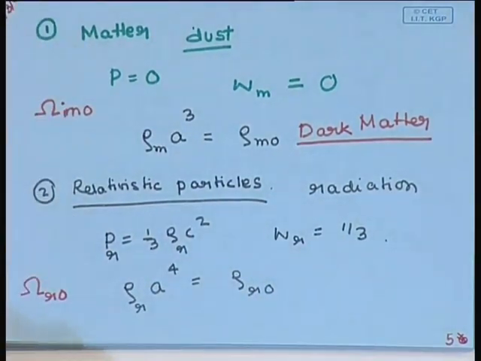Then I had told you that we are going to consider a cosmological model where there are 4 different kinds of components. This is the simplest possible situation, which is roughly consistent with existing observations.